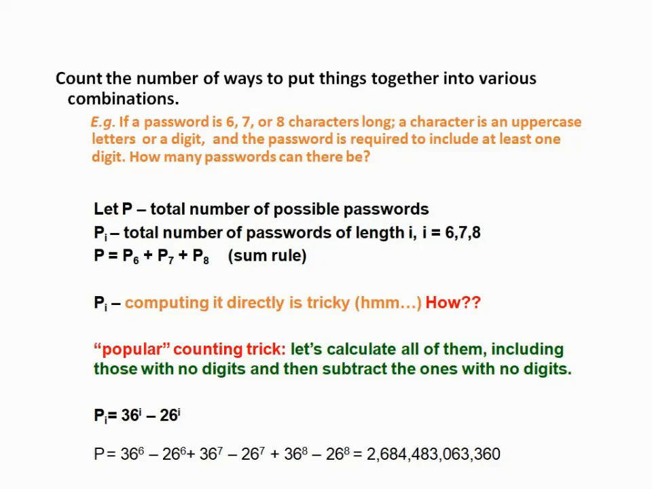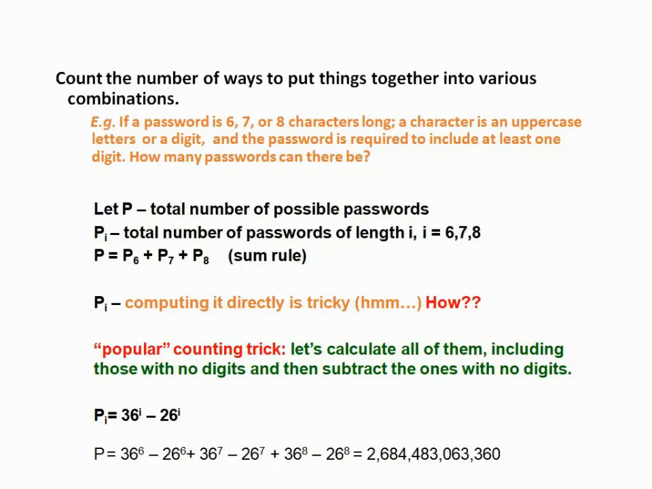Computing it directly is somewhat tricky. So what we do is see how many possibilities there are for the 6-character case. At least one digit should be there in that password. So P6 is found using a popular counting trick: let's calculate all of them, including those with no digits, and subtract the ones with no digits.